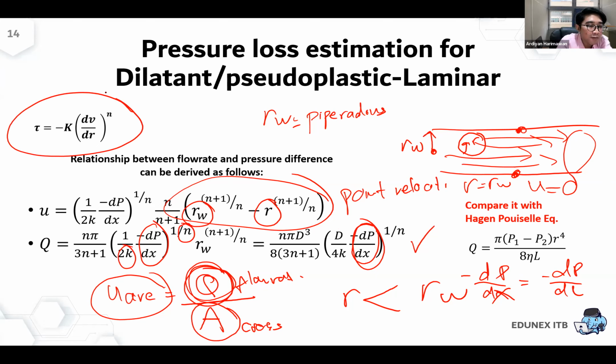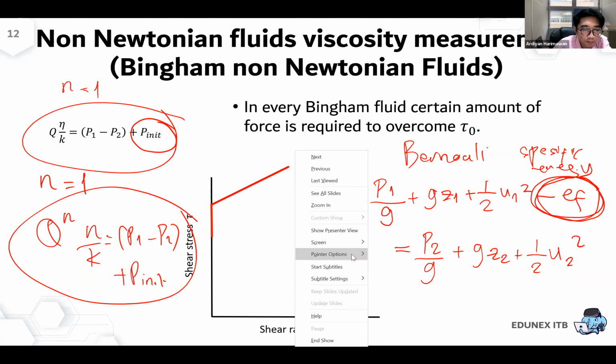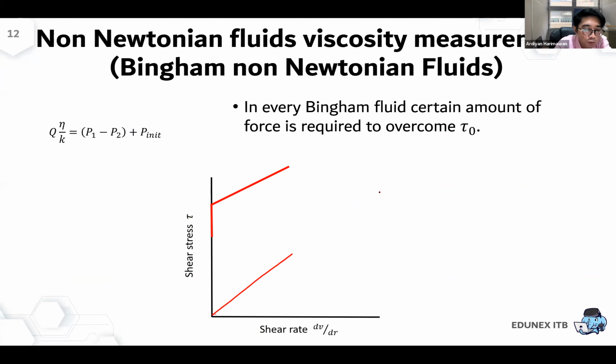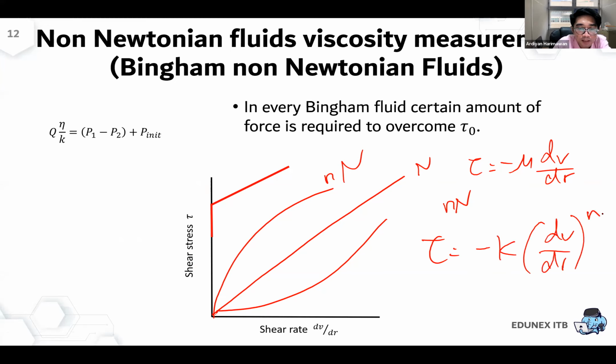Maybe we can go back to the figure. Yeah, this one. This is Newtonian. This is non-Newtonian. For the Newtonian, tau will be mu dV per dr. For non-Newtonian, tau will be minus K dV over dr to the power n.